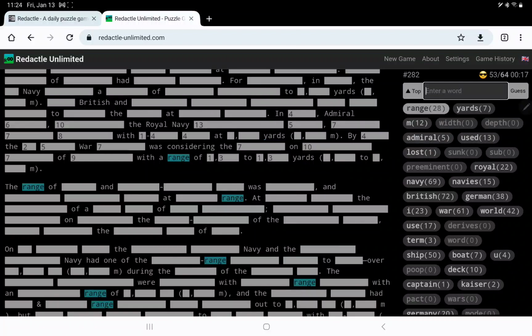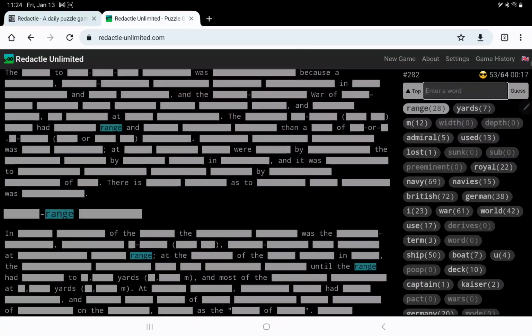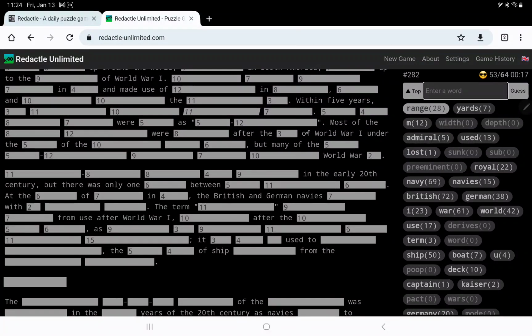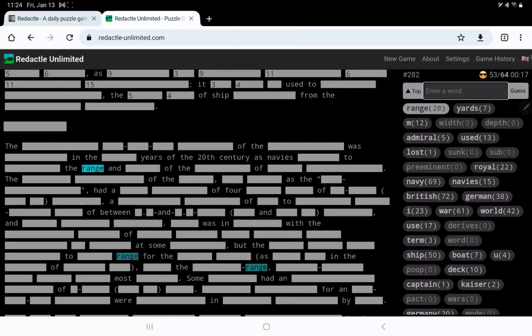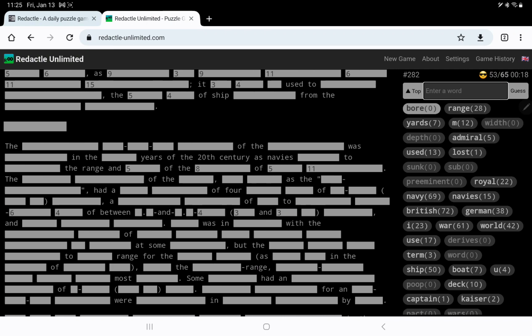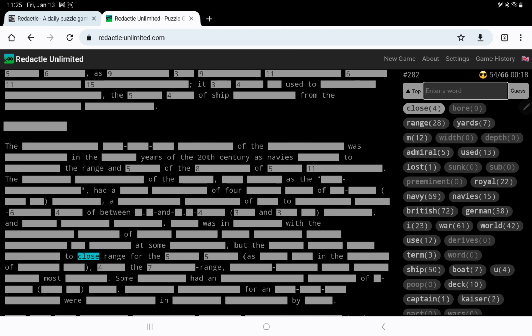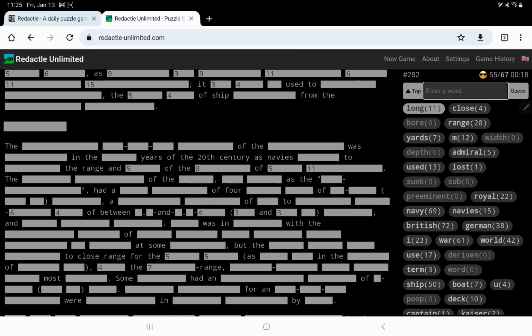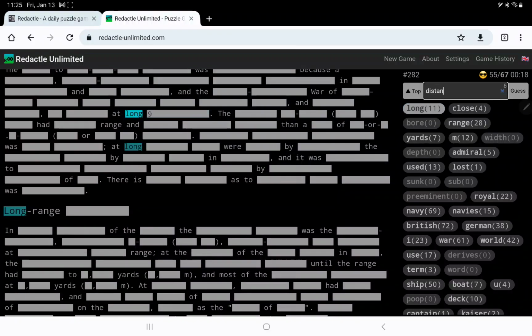Oh, could it be a range of how many yards? Yes, so range. Well, there's 28 of them. So maybe it's to do with the armaments on board rather than the ships themselves. Oh, could this be the bore of the... No. Or maybe it's just the range of the ships. Well, do we have close range? Okay. And have a long range at long distances.